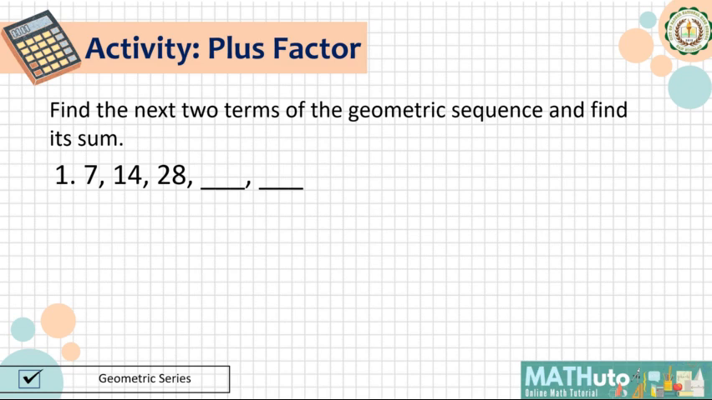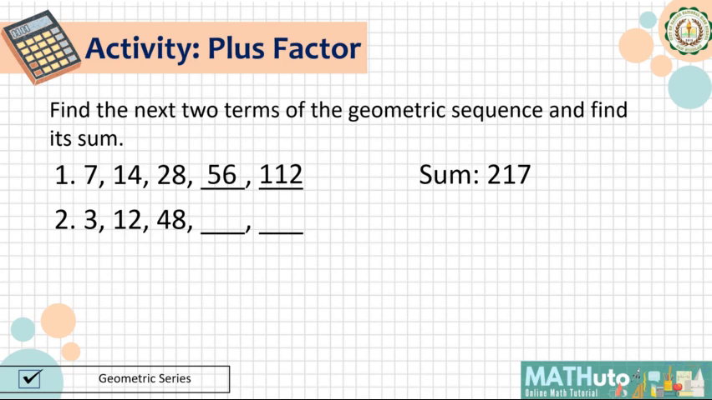For us to get the next term, we have to get the common ratio. The common ratio is obtained when we divide the second term by its first term. 14 divided by 7 is 2, and also 28 divided by 14 is 2. Given that the common ratio is 2, we will now multiply it to the last term given. Thus, 28 times 2 will give us 56, and 56 times 2 is 112. Now, we have to find the sum. So when we add all these terms in the sequence, its sum will be equal to 217.